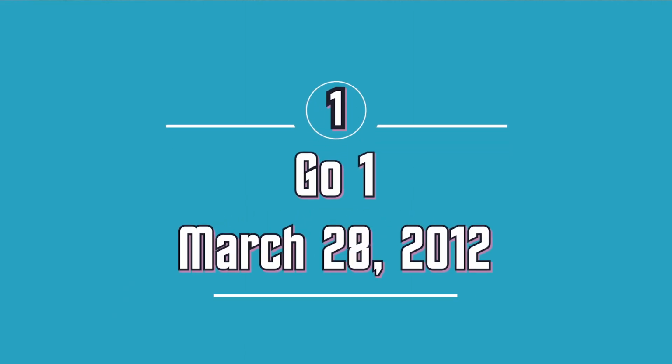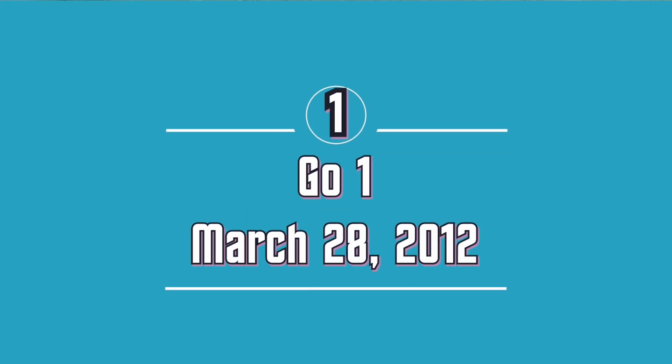Number 1 on my list is, of course, Go version 1. Go 1 was released on March 28, 2012. And of course, this wasn't really the first version of Go. There were some pre-release versions. Go was first announced publicly in November of 2009. So 2.5, almost 3 years later is when the first stable release, Go 1, was made.